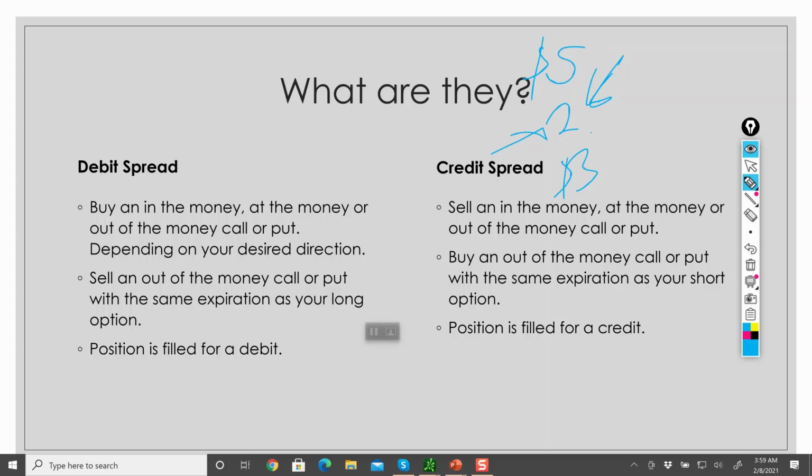And you are paid for that position, and you want premium decay, either being implied volatility, theta, or delta if it's moving in the right direction. You want the price of the options to decrease because you can cover the short for less money than what you were paid, and you keep the difference. Just like shorting a stock.